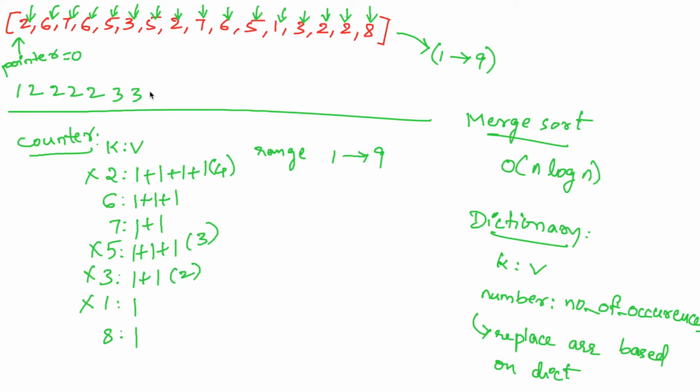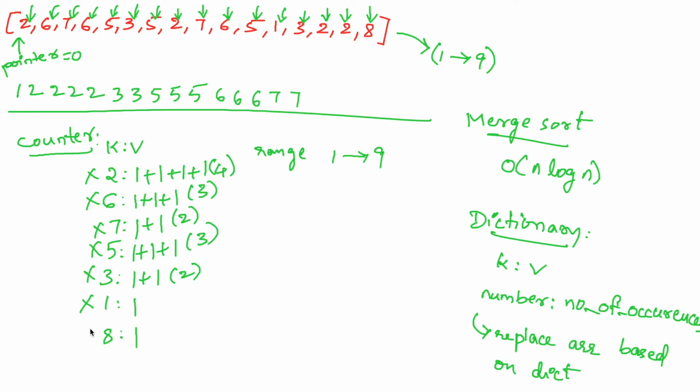5 is there for 3 times, so we replace 5, 5, and 5. And next the element is 6. 6 also appeared for 3 times, so next 6, 6, 6. And we look for 7. 7 is there for twice, so 7 and 7.